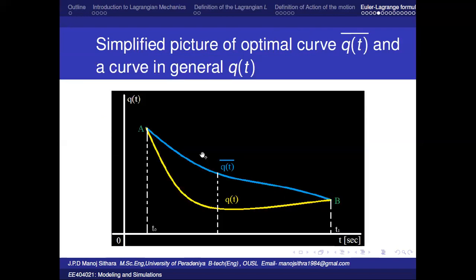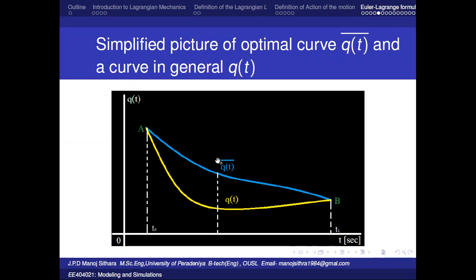So now the simplified picture of the optimal curve q bar. This is the q bar, that is the optimal path, and this is a general path that can be assumed. That can be anything, right? That is a general curve. That means a general motion of the magnitude variation of the position vector, and this is the thing that we need to find. We have to find a condition to obtain this general behavior, the zero action, right?